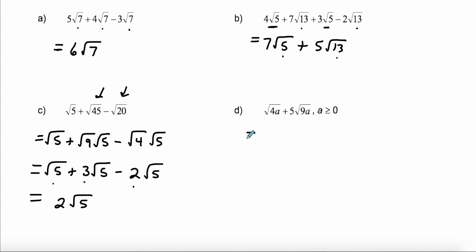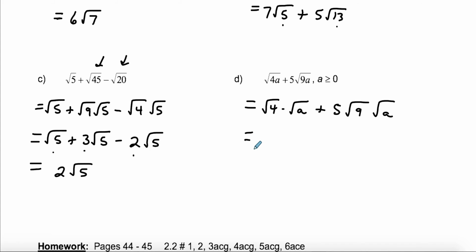This one, just so you know, when you have a radical sign with 2 terms underneath, they can also be split up. So I could write that as root 4 times root a, which is a rule that we saw on the front page. And this could be written as 5 times root 9 times root a. a has to be greater than 0 because we're not finding square roots of any negative numbers right now. So what do I see here? I see that's just 2 root a.